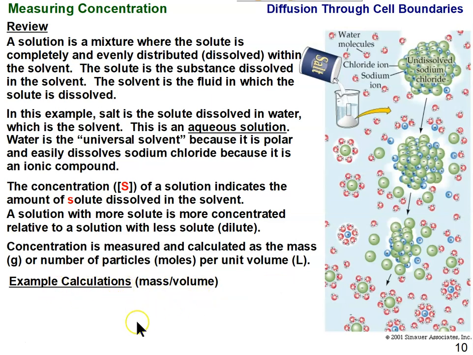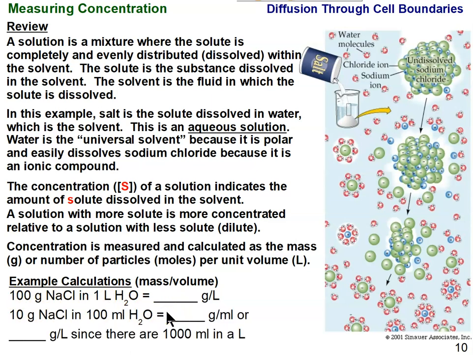So in these example calculations here, if we take 100 grams of sodium chloride, salt, and we dissolve that in 1 liter of water, we've got a solution then that has a concentration of, and this is pretty simple, you can probably figure it out for yourself, 100 grams per liter. Right? Because we took 100 grams and put it in 1 liter of water, so that's 100 grams per liter.